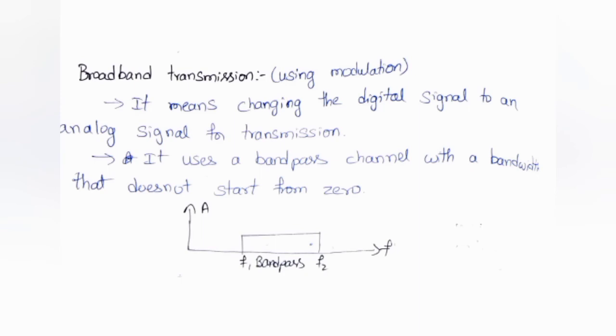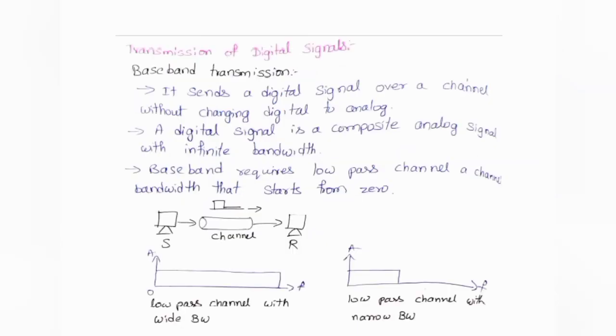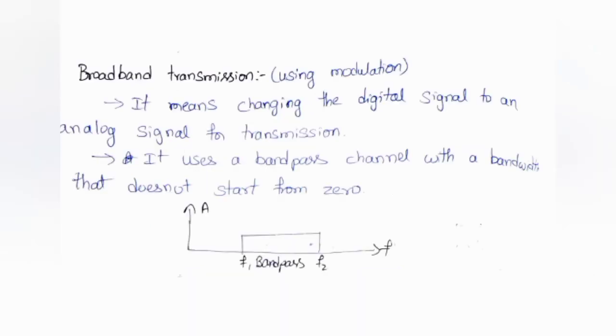Next is the broadband transmission. Here we are using the modulation concept, whereas in baseband transmission we are not using any modulation, because in broadband transmission we are changing the digital signal to an analog signal for transmission. In baseband we are not converting it; we are directly transmitting the digital signal. But here we are converting the digital signal to an analog signal for transmission purposes.